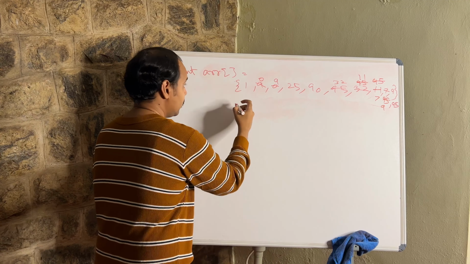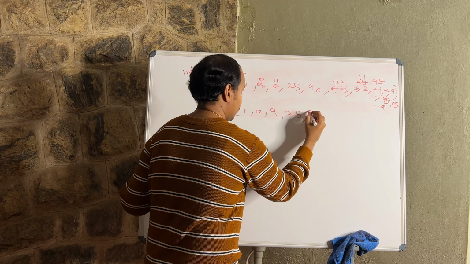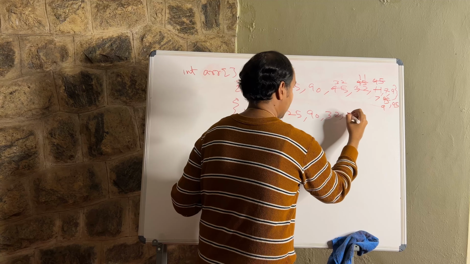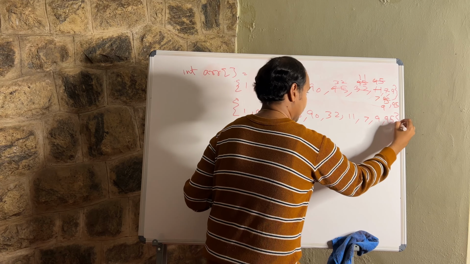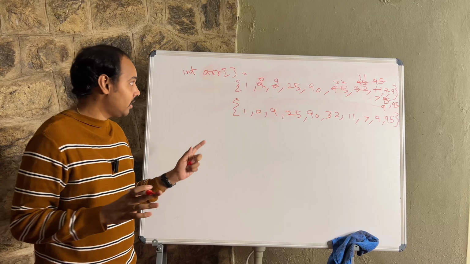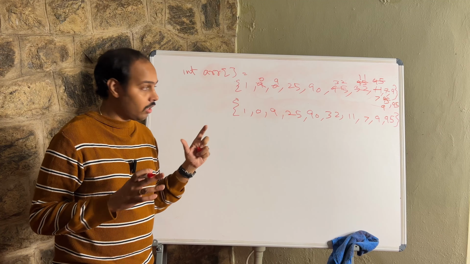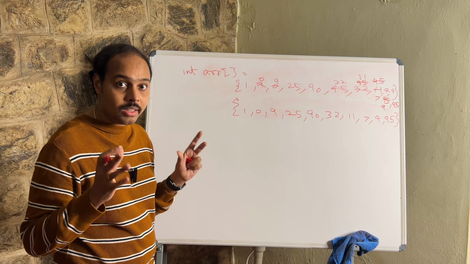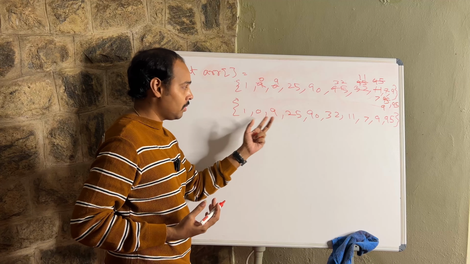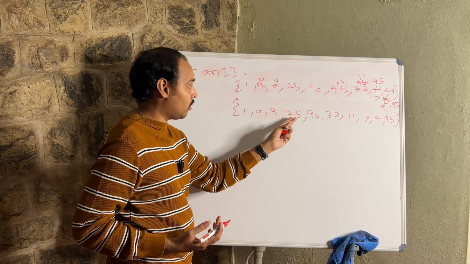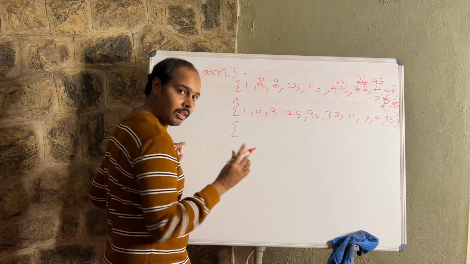So the new order is 1, 0, 9, 25, 90, 32, 11, 7, 9 and 95. This is the end of the first iteration of the array ARR. Even now it is the array ARR. We are not creating a new array, we are just swapping elements within the same array. Now, is it ordered? No, it's not ordered. 1 comes here, 0 comes here, 9 is there, 25 is there, 32 is here after 90, it's not ordered. Now we do the same thing again.